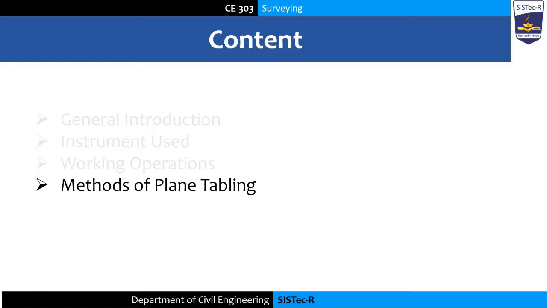Next we will see the different methods of plane tabling, that is, how plane table surveying is done, how we can locate a point on the ground onto the paper, or how we can transfer a point from paper to the ground. All that we will see in the different methods of plane tabling.